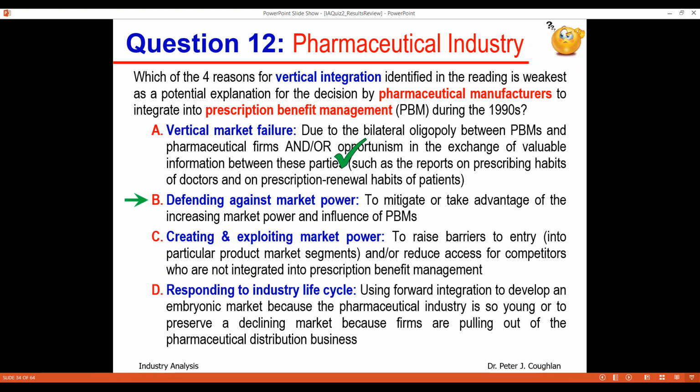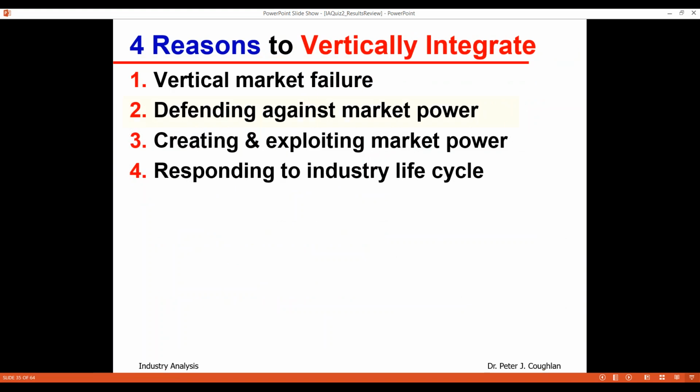What about defending against market power, right? Well, the argument here is simply, look, if one segment, either your upstream or downstream player, your buyers or your sellers, people who sell to you or buy from you, if they're beginning to consolidate, maybe get more power, have more leverage, influence the market, capture more value, you say, hey, that's where the power is. I want to get into that.